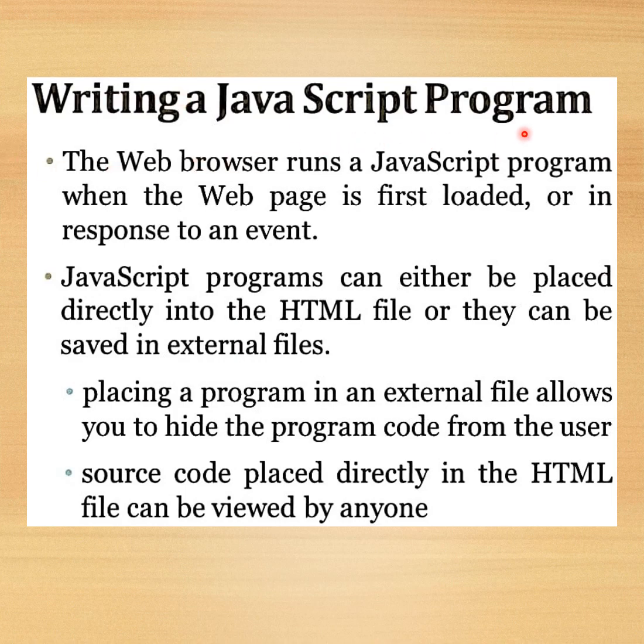Writing a JavaScript program. The web browser runs a JavaScript program when the web page is first loaded or in response to an event. JavaScript programs can either be placed directly into the HTML file or they can be saved in external files. Placing a program in an external file allows you to hide the program code from the user. Source code placed directly in the HTML file can be viewed by anyone.